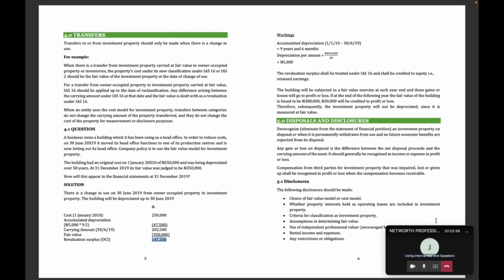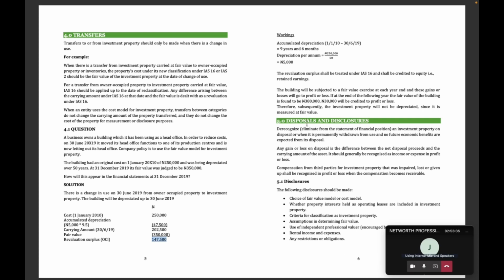By the time this goes to OCI for that year, that same year you can reclassify it. OCI will end up in equity, so in the statement of changes in equity, you should just take it from that revaluation reserve and take it to your retained earnings immediately. Okay, all right.